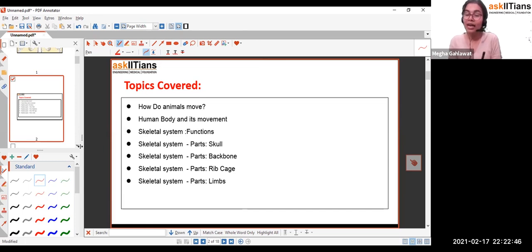In today's session, we'll be covering topics like how organisms move, how the human body and its movements are interrelated and interconnected, and the functions of the skeletal system, which are extremely important and will be asked in the exam for sure. And then the different parts of the skeletal system, such as the skull, backbone, rib cage, and limbs. I'll be trying very hard to make it interesting for you, but you're going to have to keep your notebook and pen in hand for noting down everything. And we'll be watching super cool videos on our way.